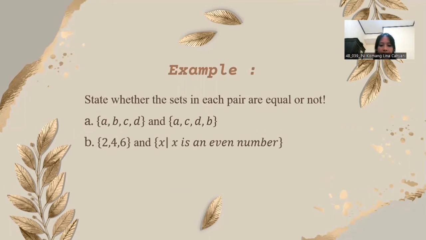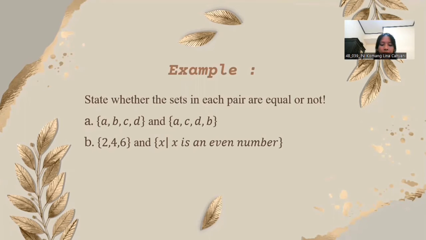In the second set, we have an element A, which is in the first set. We have element C in the second set, which is in the first set. Element D in the second set is also found in the first set, and then we have element B in the second set, which is in the first set. So we can conclude that the first set is equal to the second set. So the answer is yes.